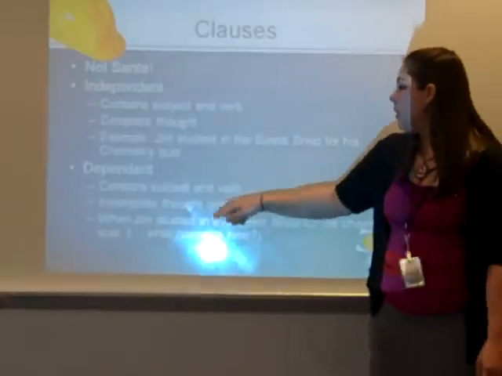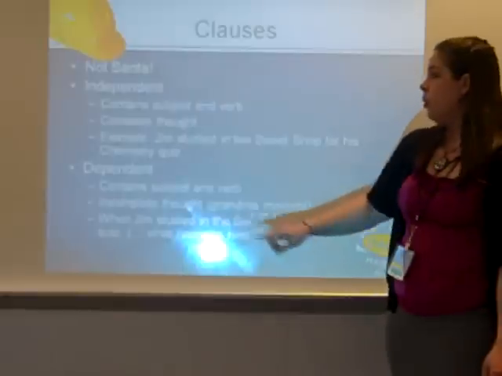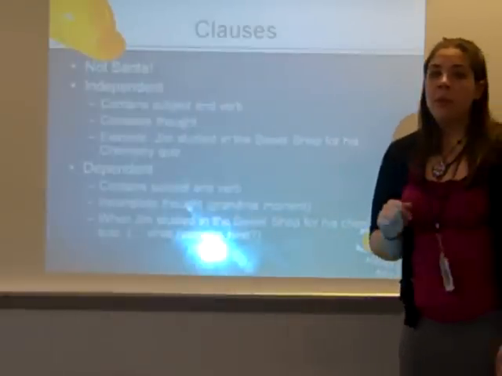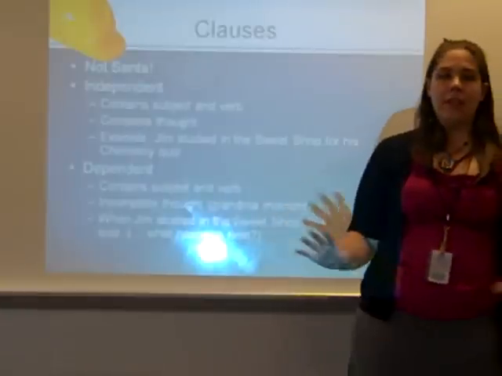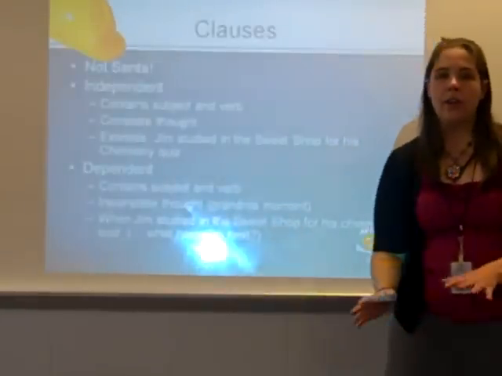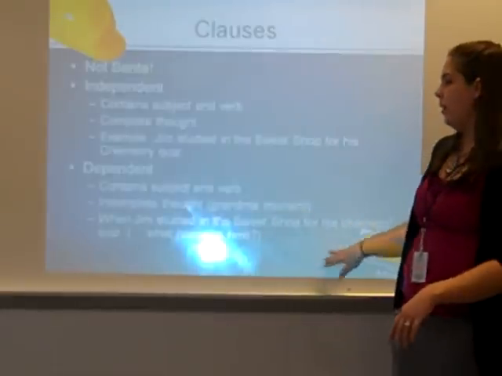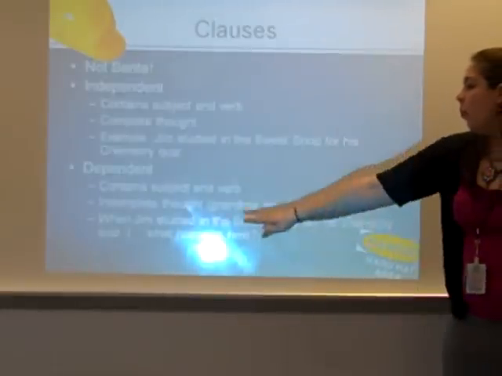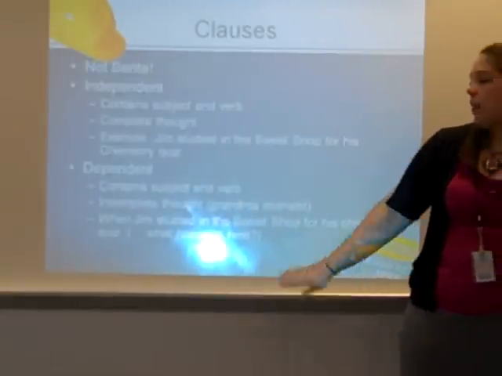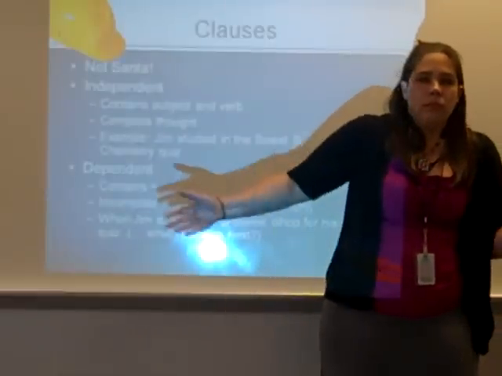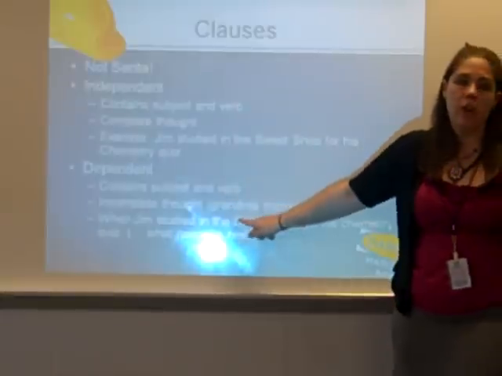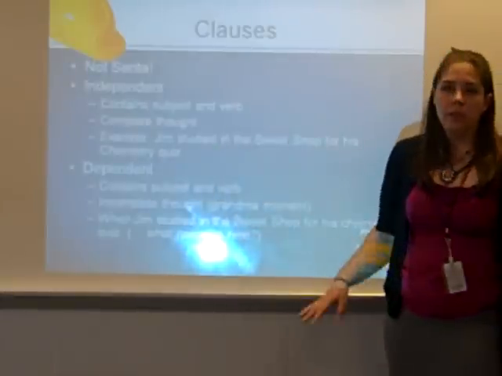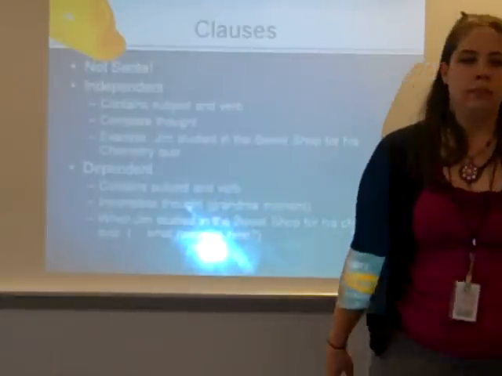The other type of clause is a dependent clause. A dependent clause contains a subject and a verb, just like an independent clause, but it is not a complete thought. It is a grandma moment. This is where we don't know what happens at the end. Example: when Jim studied in the sweet shop for his chemistry quiz, what? What happened then? We don't know because it's an incomplete thought. These are the two building blocks for your sentences.